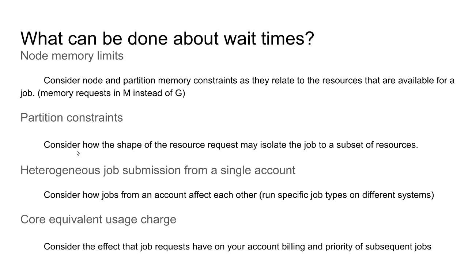Partition constraints. Consider how the shape of a resource request may isolate the job to a subset of resources. The memory request that we described earlier is an example: if you request too much memory for a certain partition, then a job gets sent to a partition that has larger memory nodes and has a smaller subset of resources in it. The same thing is true for the by-node and the by-core jobs.